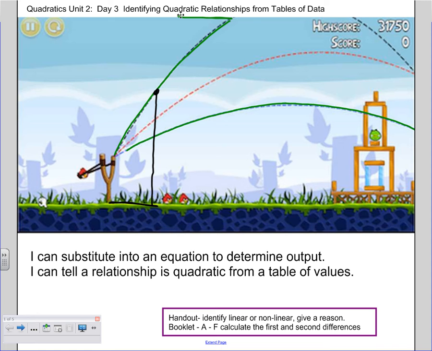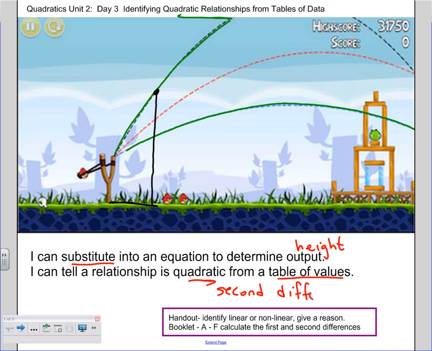So in order to do that, we're going to need to be able to substitute into an equation in order to determine the output. So in other words, in this case, to determine the height. And the other thing we're going to do today is tell if we have a data or a table of values of a quadratic relationship. So we're going to be looking at second differences.